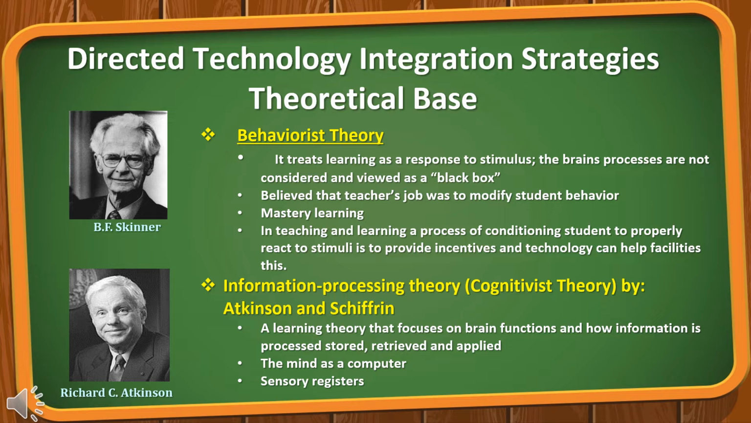Next is information processing theory, or cognitivist theory, by Atkinson and Shiffrin. According to them, it is a learning theory that focuses on brain functions and how information is processed, stored, retrieved, and applied. The mind as a computer and sensory registers.